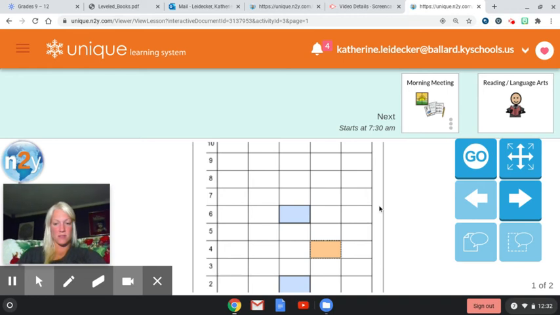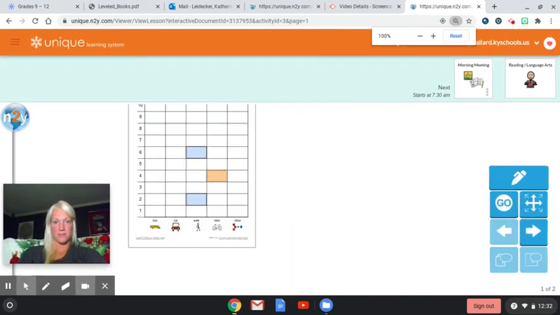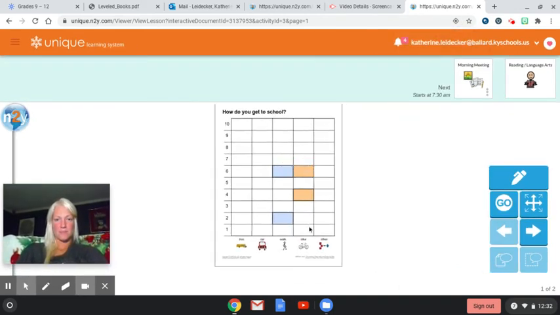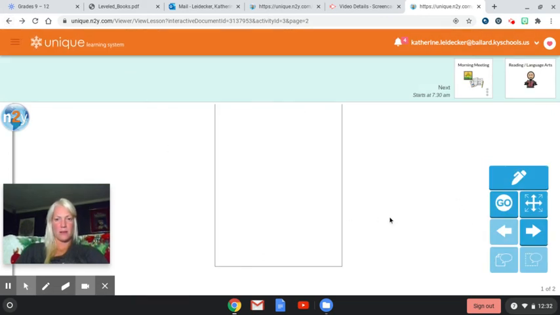It's making all these dots. Hold on a sec. Okay. I wonder if I hit the back button, if it'll go back.